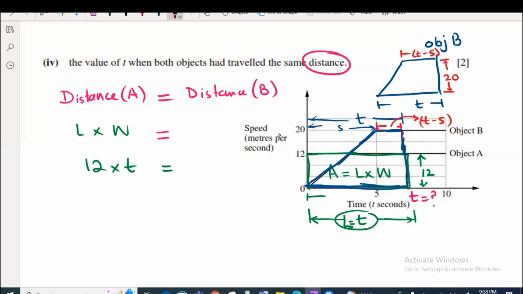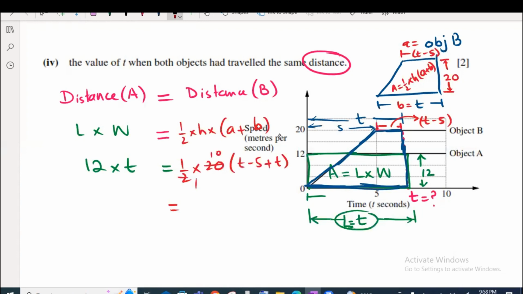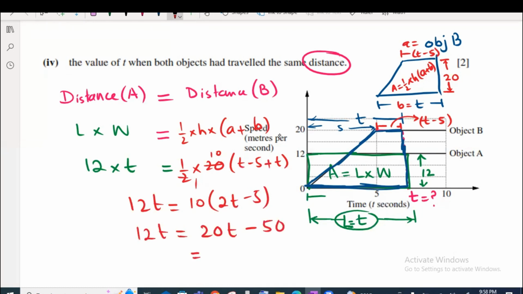So recall the formula for the area of a trapezium: 1 over 2 times h times a plus b. Write this: 1 over 2, height is 20, a plus b. Suppose this is the value of a here, and this is the value of b. The value of a is t minus 5, and b is t. So 1 over 2 times 20 is 10, times 2t minus 5, equals 12t. So 20t minus 50 over 12t. Now the value of t will be 50 over 20 minus 12, 50 over 8.